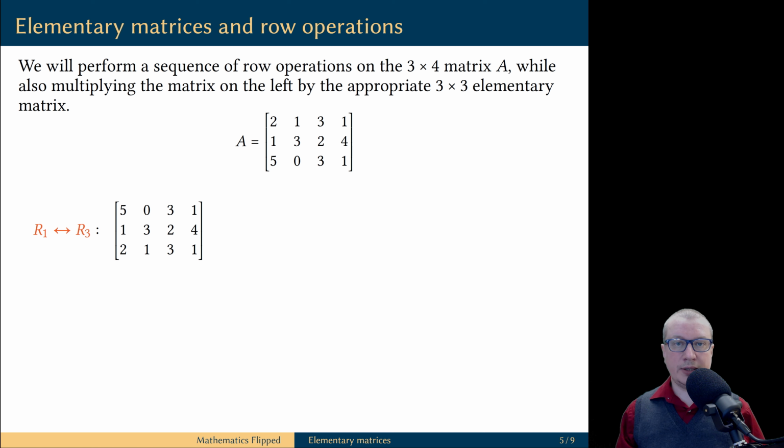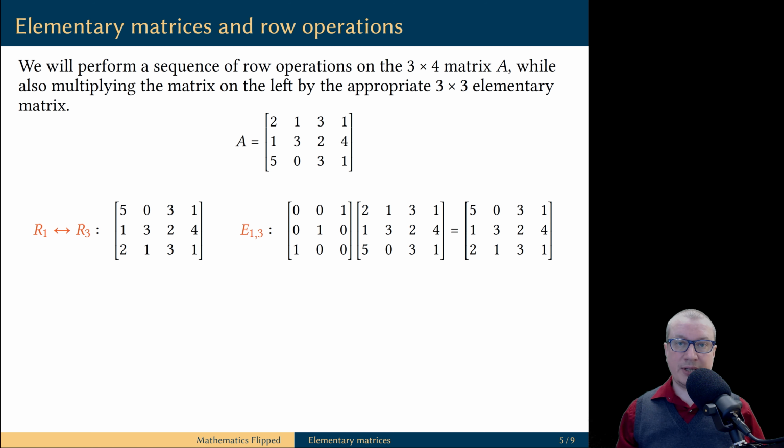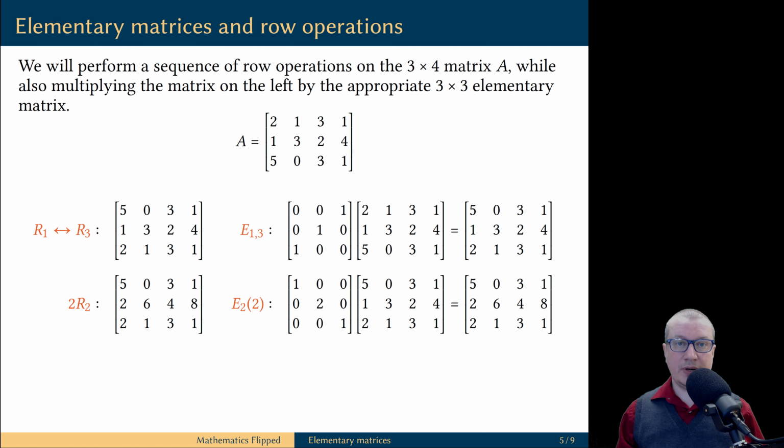Suppose we swap rows 1 and 3 of the matrix A. Here we see the result of this elementary row operation. But you can obtain the same matrix if you take the original matrix A and multiply it on the left by an elementary matrix. And the elementary matrix was obtained by performing the same row operation on the identity matrix. Let's take the last matrix and scale the second row by 2. You can achieve the same result if you multiply the matrix on the left by an elementary matrix which was obtained when you scaled the second row of the identity matrix by the same scalar 2.